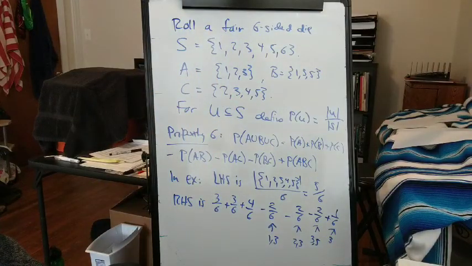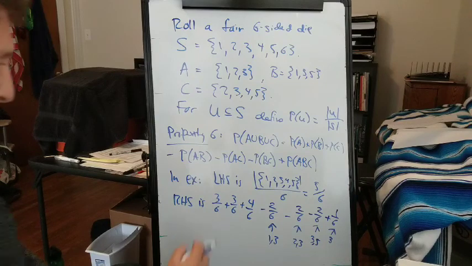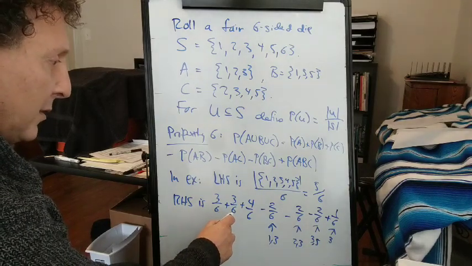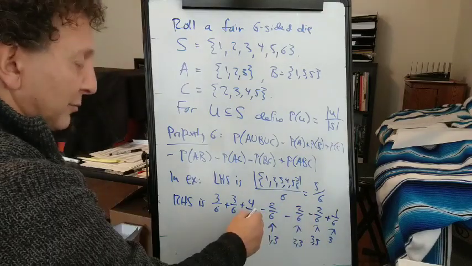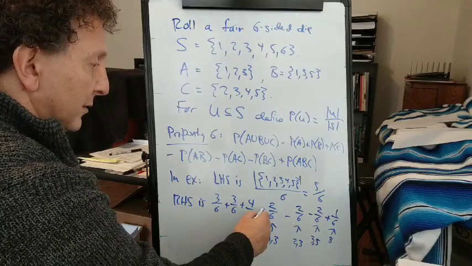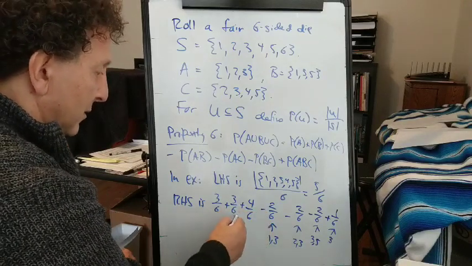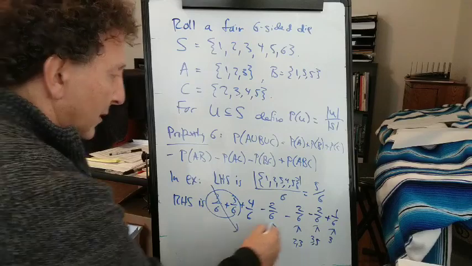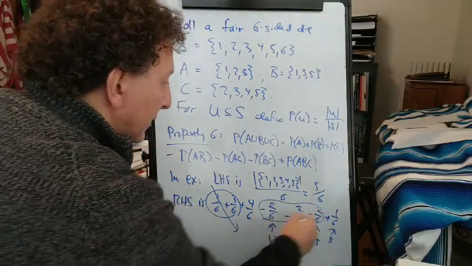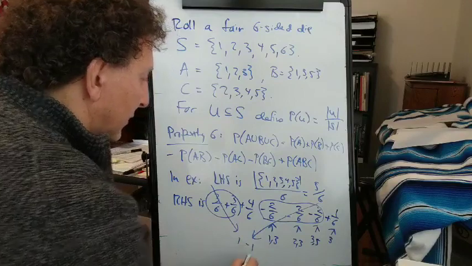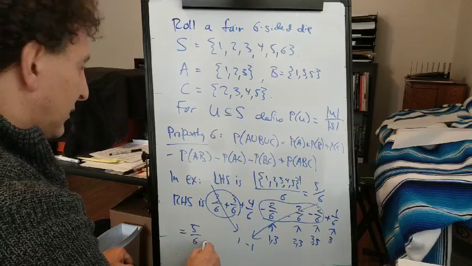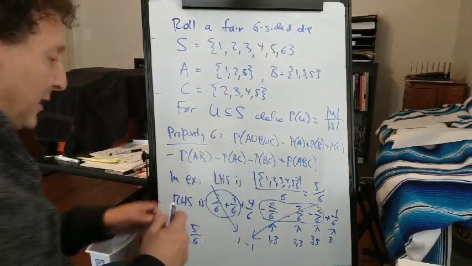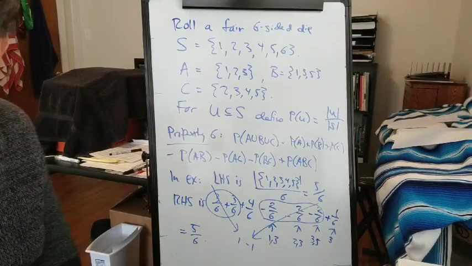All right, what happens when we combine all these fractions? 3/6 and 3/6 is 1. That's 6/6 here. And then minus 2/6, minus 2/6, minus 2/6 is minus 1. So we've got 1 and minus 1 cancel out, leaving us with 4/6 plus 1/6, which is 5/6. Which is good because on the left-hand side we had 5/6. The end.